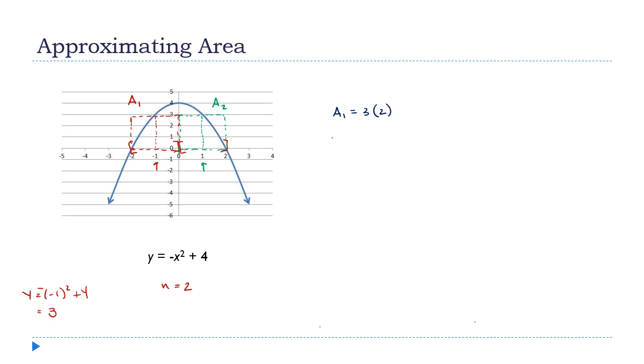A1 is 3 times 2. A2 is 3 times 2. Both of them have the same area at 6 square units. The total area, we add those up, and we get 12. So it went down, right? And that kind of makes sense, right?